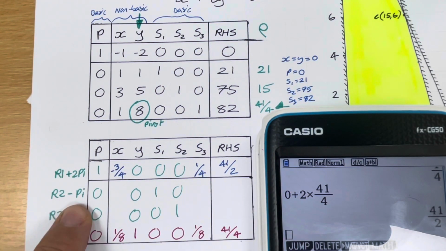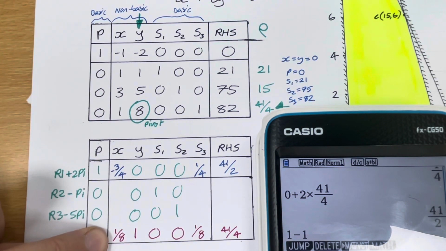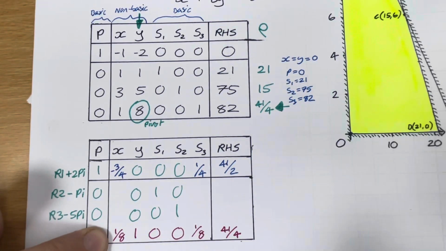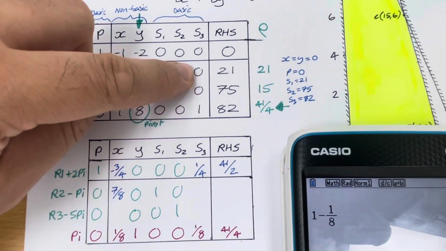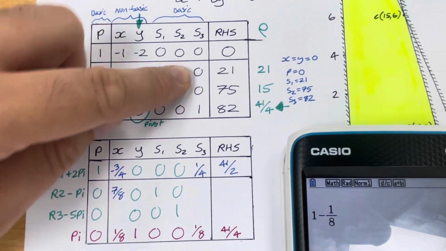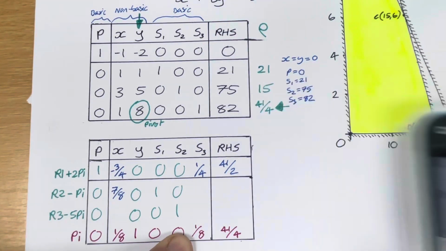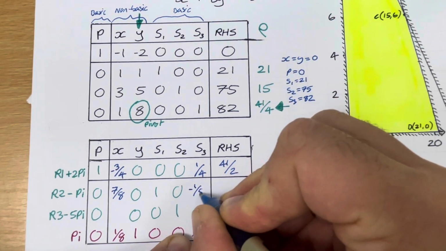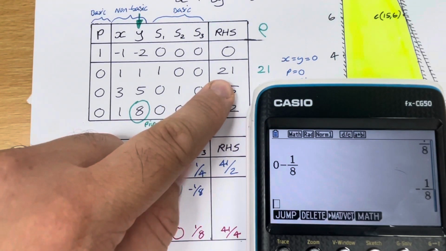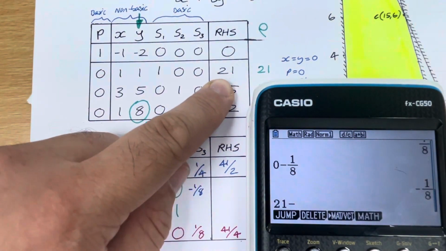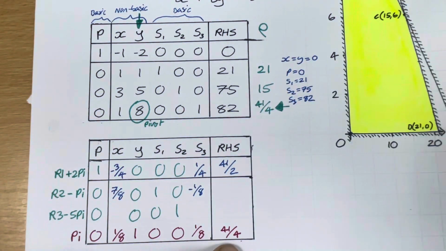So this time it's row 2, subtract the pivot. So row 2 was the number 1, and we're going to subtract the pivot, which was 1/8. So that's 7/8. That goes in there. 0, subtract 1 times 1/8 is obviously -1/8. Some of these you might not need a calculator for. And then finally, we've got 21 subtract 41/4. And that gives me 43/4.